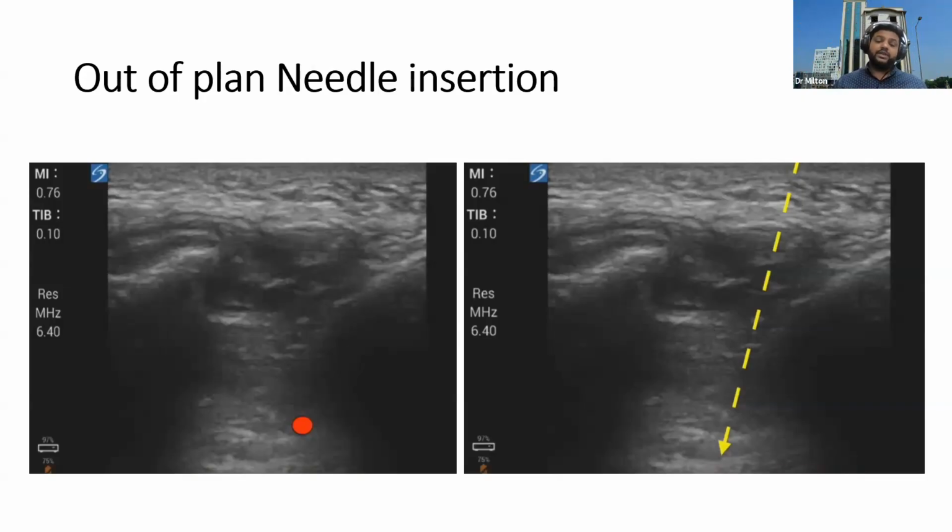So it is better to start with in plane in any of the cases. After that you do the out of plane, but here we need the out of plane. So it is better to do it after giving some injection out of plane. It gives a guide on how to visualize your needle tip in out of plane. So so far you can do this kind of intervention very easily. Okay.